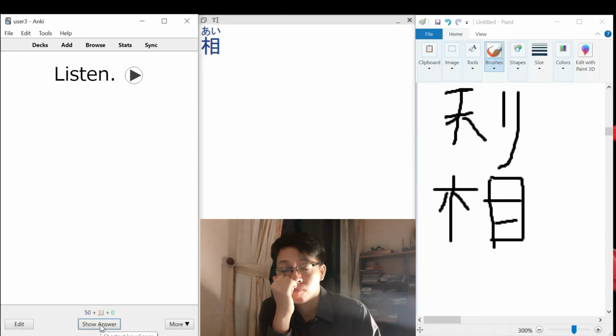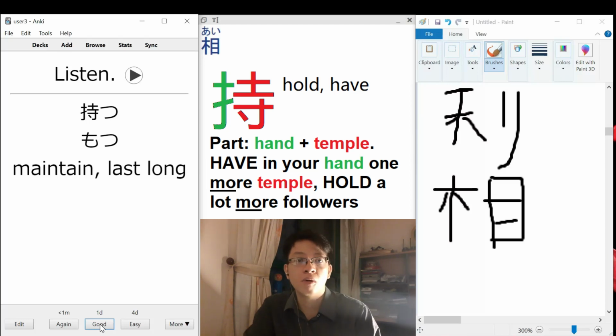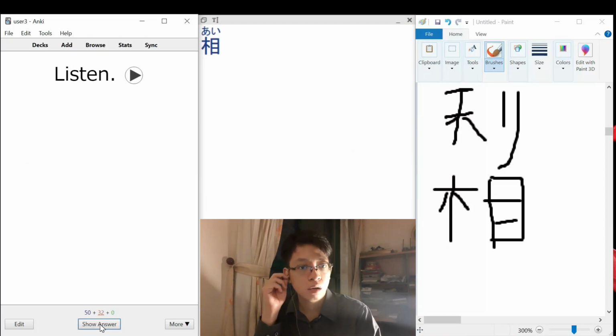持つ. Okay, have, right? But also an additional layer means to last long or to be well maintained. Okay. この車はよく持っているね. Yeah, this can last a long time. Okay. 政府.